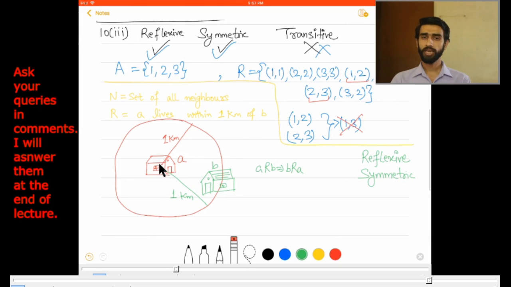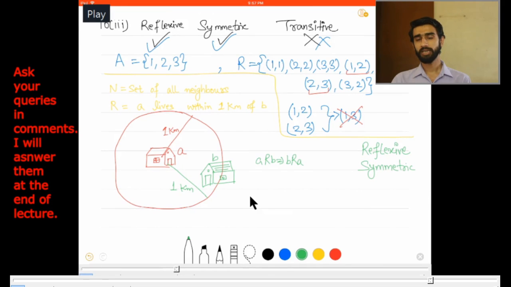Now if you say A lives in the 1 kilometer radius of B, then you can also say B lives in the 1 kilometer radius of A. Look, if you draw a 1 kilometer radius, B will come inside it. So this relation is symmetric.